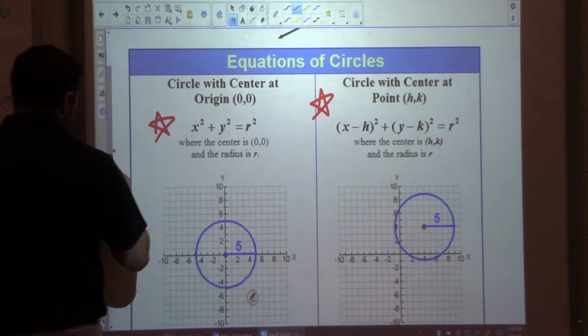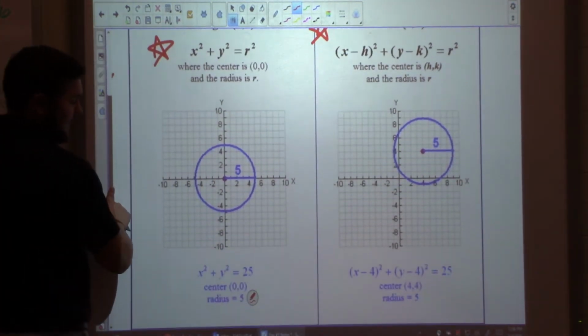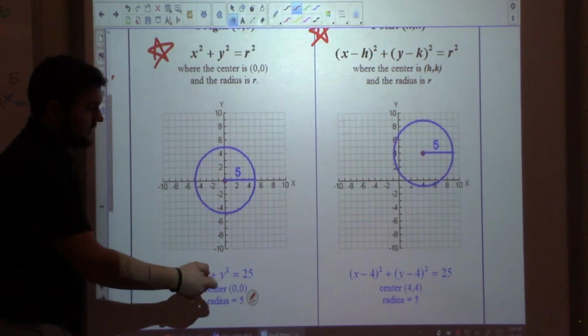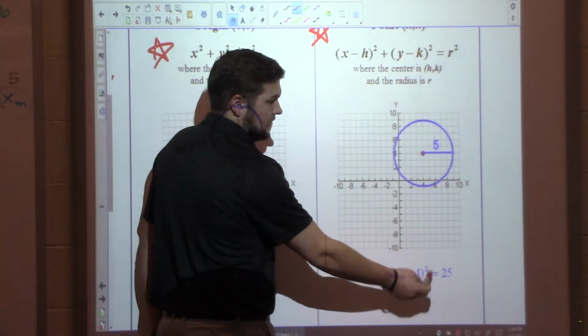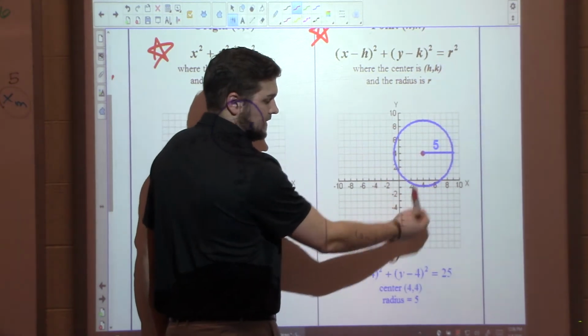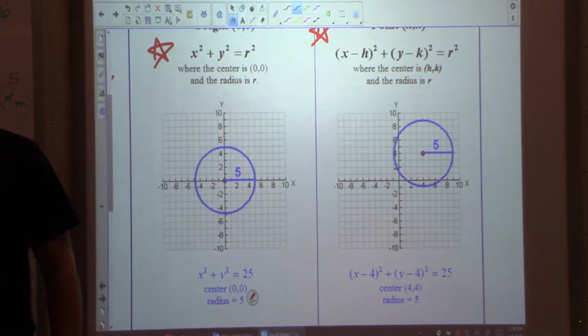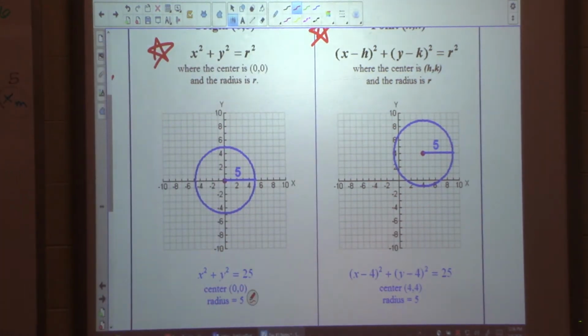So if we look at these two circles, they both have a radius of 5. This one's centered at 0, 0. This one's centered at 4, 4. So it'd be x minus 4 squared plus y minus 4 squared equals 25.